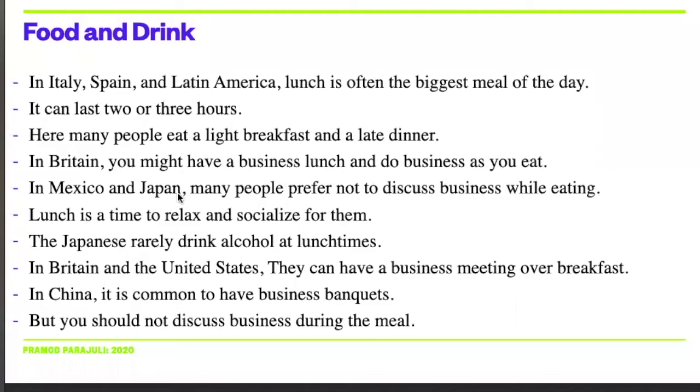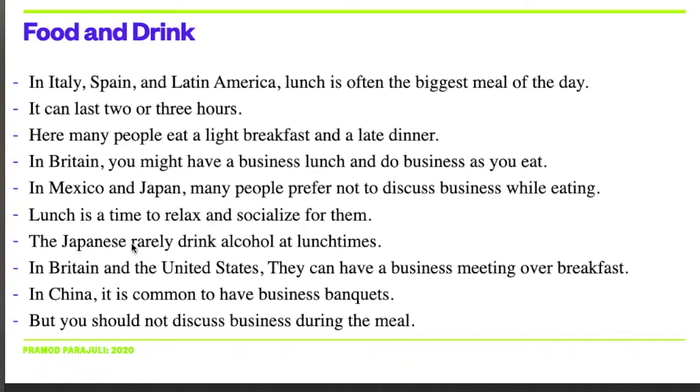And in Mexico and Japan, what happens? Let us see. Many people prefer not to discuss business while eating. See the contradiction. Here in Britain, they are having business lunch, which means they can talk about the business while having lunch. Whereas in Mexico and Japan, they don't like talking about their business while eating. Because for them, lunch is a time to relax and socialize. Socialize means friendship, being close to them, enjoying. So they don't like to talk about business.